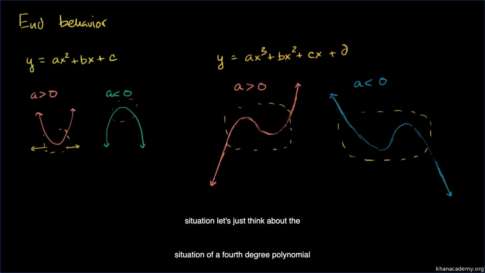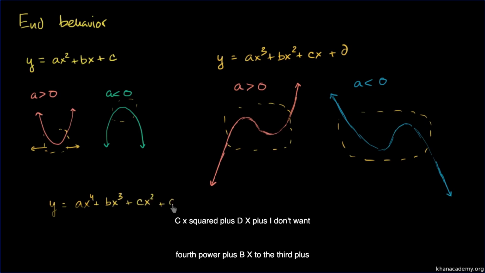So let's just think about the situation of a fourth degree polynomial. Let's say y is equal to ax to the fourth power plus bx to the third plus cx squared plus dx plus, I don't want to write e because e has other meanings in mathematics, so I'll just use f, although this isn't the function f, this is just a constant f right over here. So let's think about what this might look like.